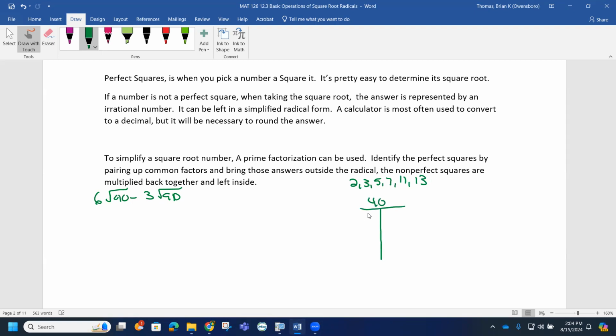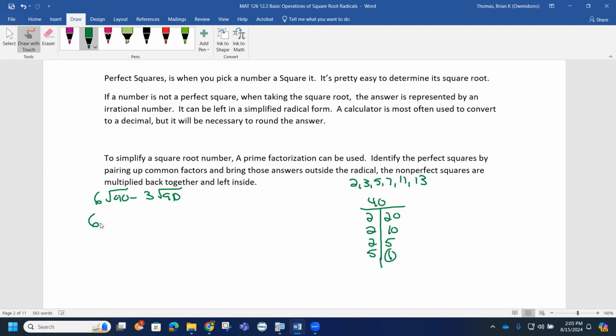If I'm talking about 40, since 40 is even, 2 goes into 40, and 40 divided by 2 would be 20. 20 is not prime, but 2 does go into 20 10 times. 10 is not prime, but 2 does go into 10 5 times. But notice that 5 is prime, so 5 goes into 5 one time. So 2 times 2 times 2 times 5 represents 40, and this is what's called a prime factorization.